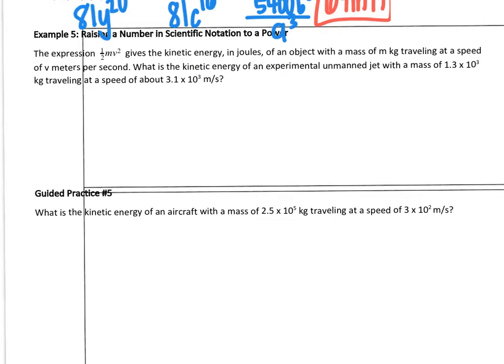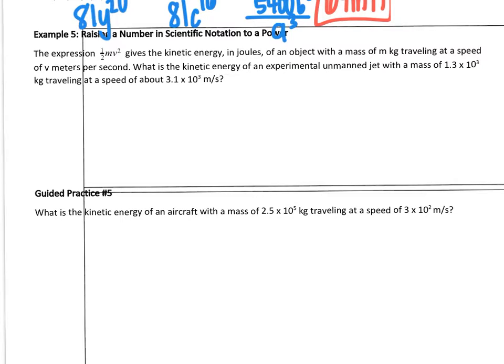Okay, example 5, raising a number in scientific notation to a power. Your problem is the expression 1/2 mv squared gives the kinetic energy in joules of an object with a mass of m kilograms traveling at a speed of v meters per second. What is the kinetic energy of an experimental unmanned jet with a mass of 1.3 times 10 to the third kilograms, traveling at a speed of 3.1 times 10 to the third meters per second.